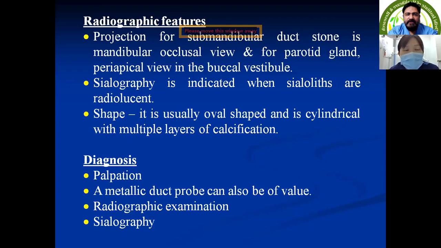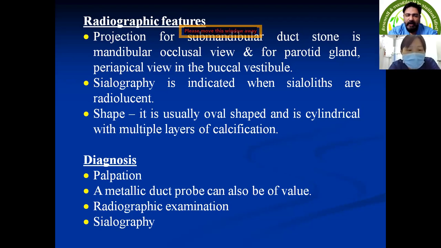In radiographic features, the projection for a submandibular duct stone is the submandibular occlusal view. For the parotid gland, periapical view for the buccal vestibule. Sialography is indicated when sialoliths are radiolucent. Shape: it is usually oval shaped and cylindrical with multiple layers of calcification.